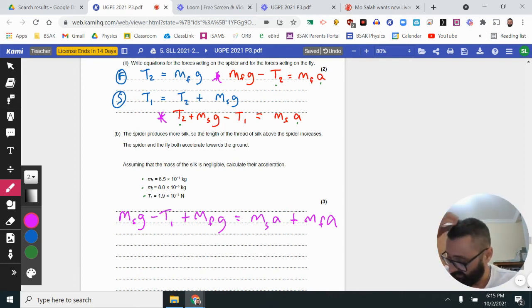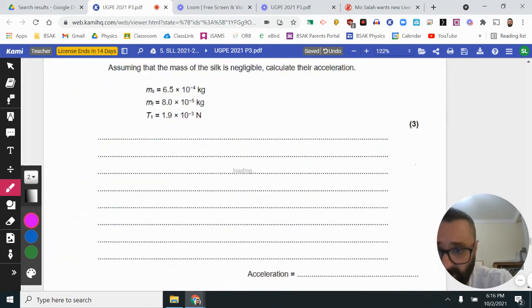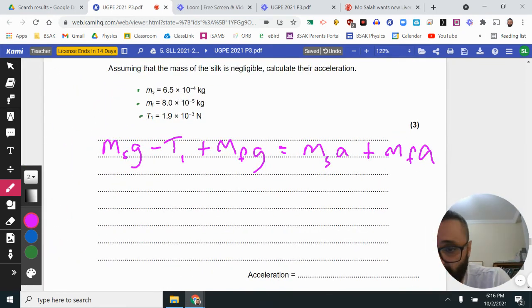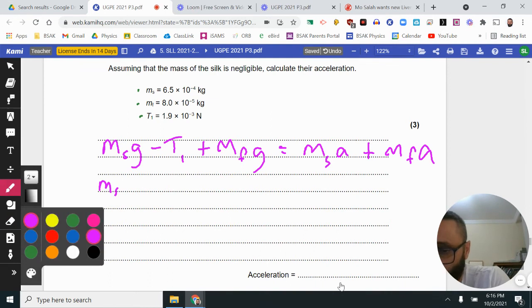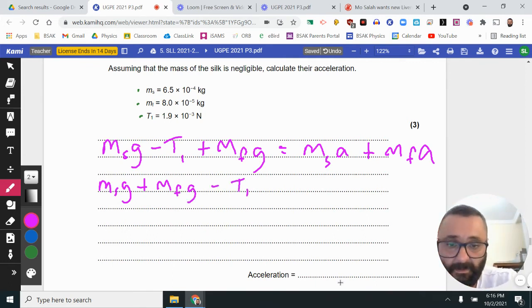So let's tidy this up. Let's go big. So what have we got? We've got the weight of the spider, MSG, plus the weight of the fly, MFG, all minus T1, equals MSA plus MFA. Again, same A.